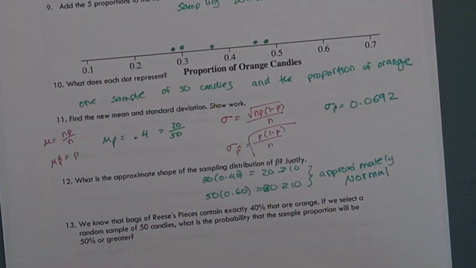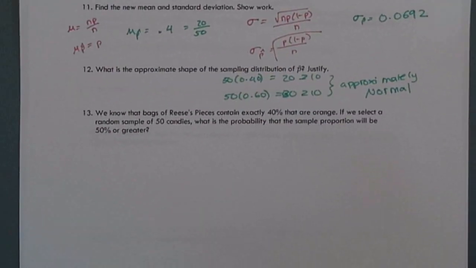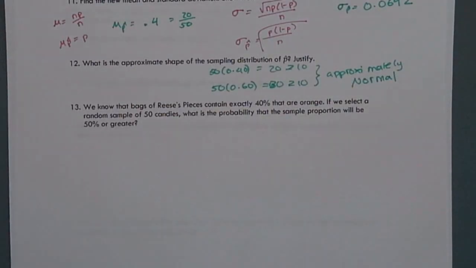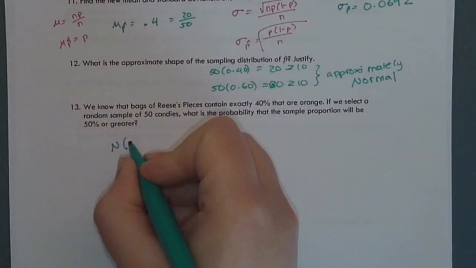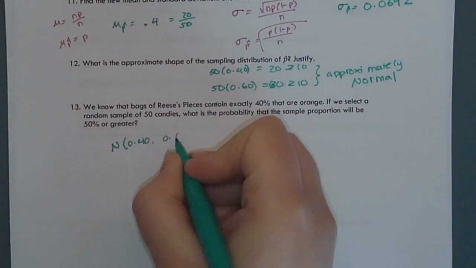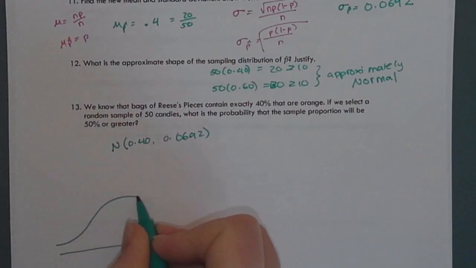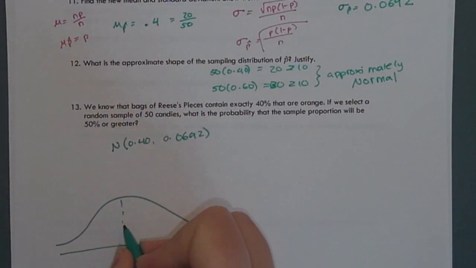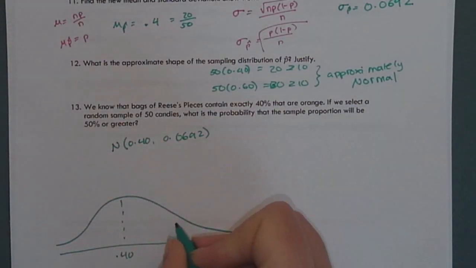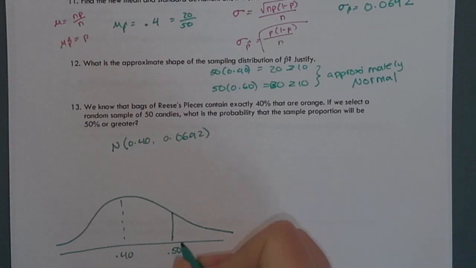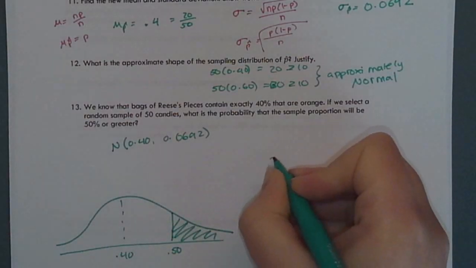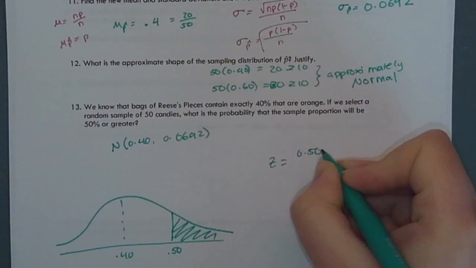Alright, so we know that the bag of Reese's contains exactly 40% that are orange. If we select a random sample of 50 candies, what is the probability that the sample proportion will be 50% or greater? So we need our normal curve. We got our 0.4 in the middle. We want to figure out that it's 0.5 or more. So we got to find the z-score of the 0.5.